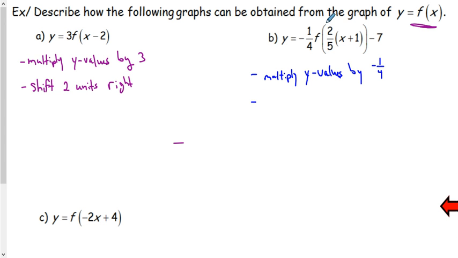My next one I see is right here. I've got 2/5 that's multiplying things inside those brackets. So I'm going to say multiply my x values by, oh sorry, not multiply, I hope you caught that. That should actually be divide, because I'm always going to be dividing by that.